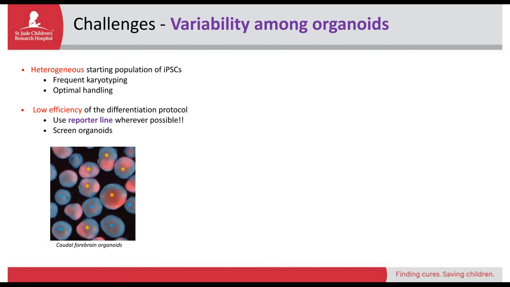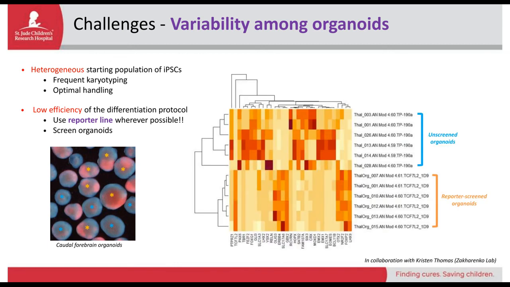So now what we did was we basically compared the gene expression profile by bulk RNA-seq of organoids which were made from a non-reporter line. So we basically collected a bunch of unscreened organoids. And then we made organoids using the same protocol from the reporter line, and we screened for the reporter expressing organoids, and then did a bulk RNA-seq on those organoids.